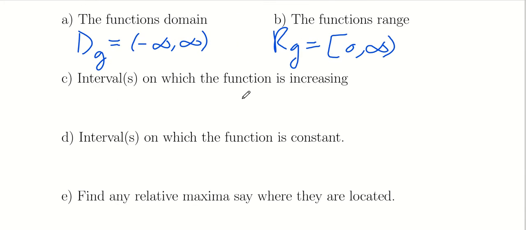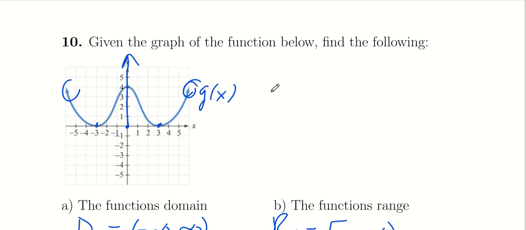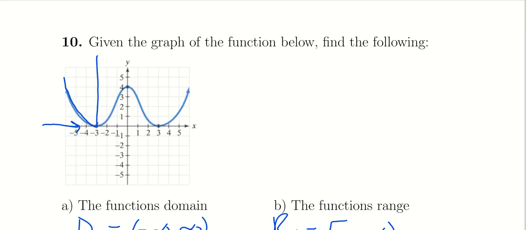The next question is, on which intervals is the function increasing? So let's do increasing, decreasing, and constant all in one swoop. We start off by reading the graph from left to right, as we would a book. Initially we see that the graph is going down and down and down, and it continues to go down until we hit x equals -3. So this graph is decreasing from -infinity to -3.